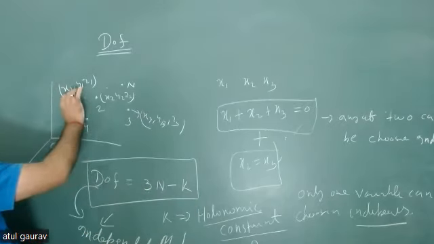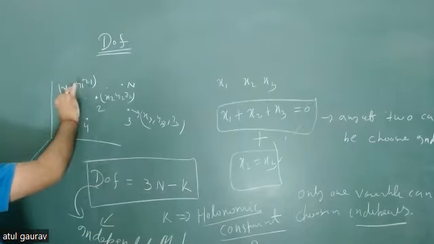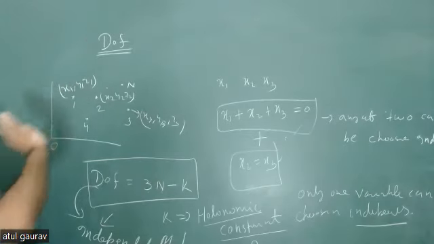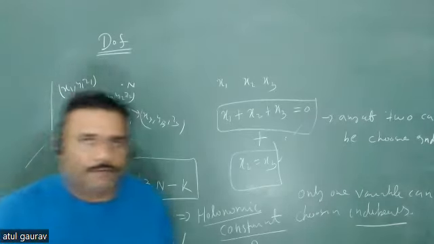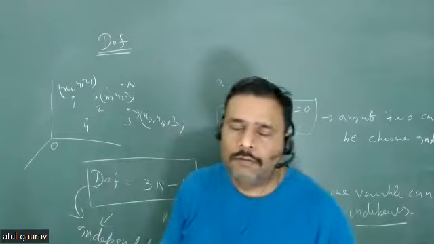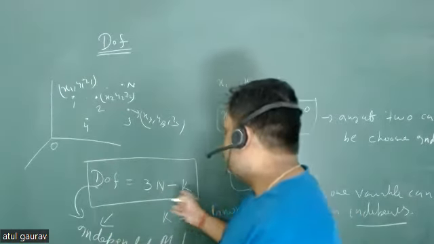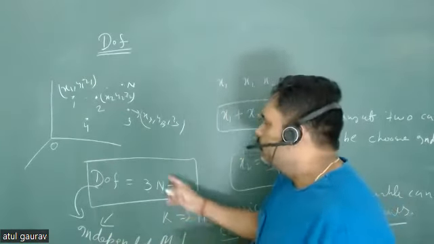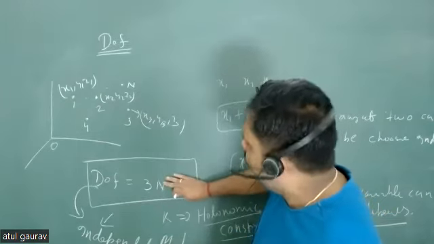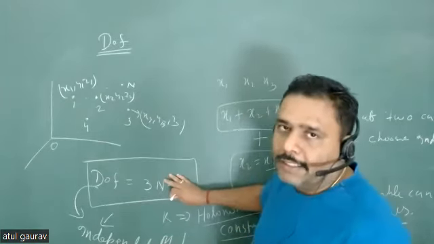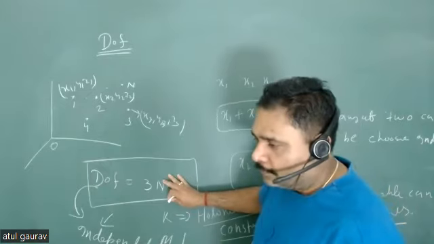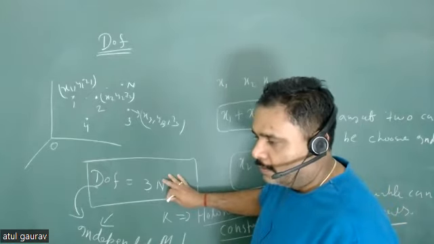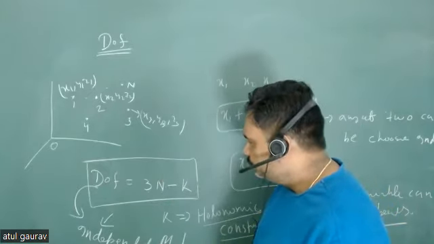For the first particle, suppose n is equal to 1. How many independent variables are there if it is free? 3 independent variables: x1, y1 and z1. And here 3n minus k. So if there are n particles and all are free, then what will you write? You will just write 3 into n. So this represents this dimension.